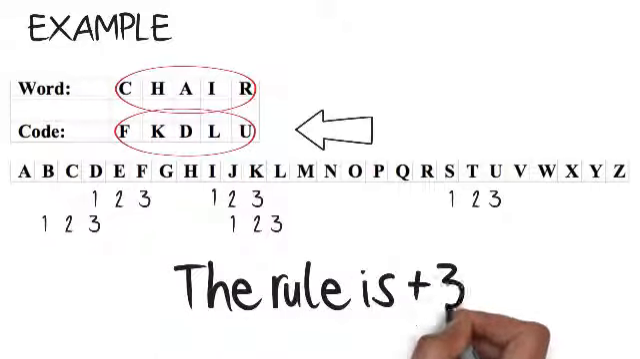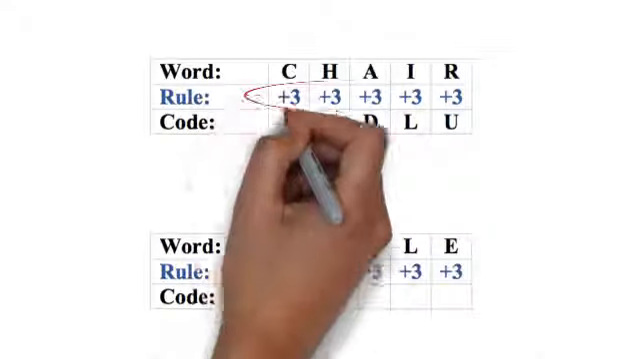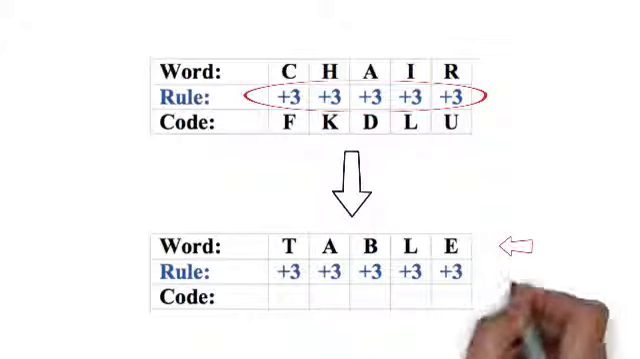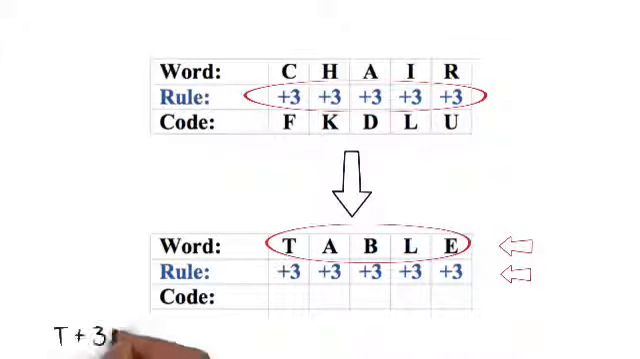Word: CHAIR, +3, FKDLU. Now you know the rule is +3, it is easy to work out the code for table. Write down the word table with the rule directly underneath it. Word: TABLE. Rule +3. Code: all you have to do now is code each letter in the word using the rule.